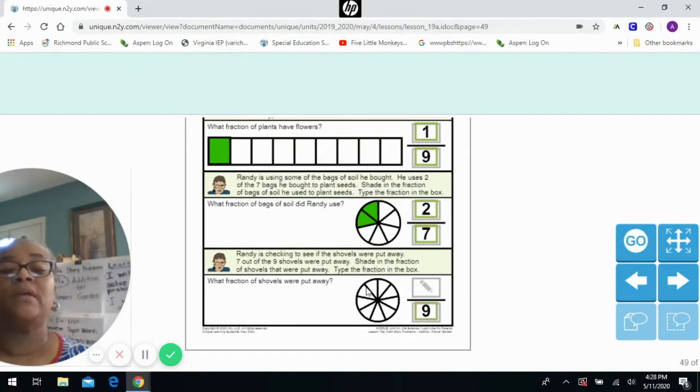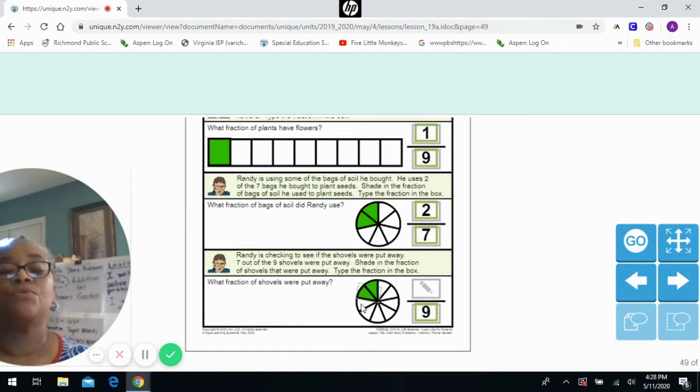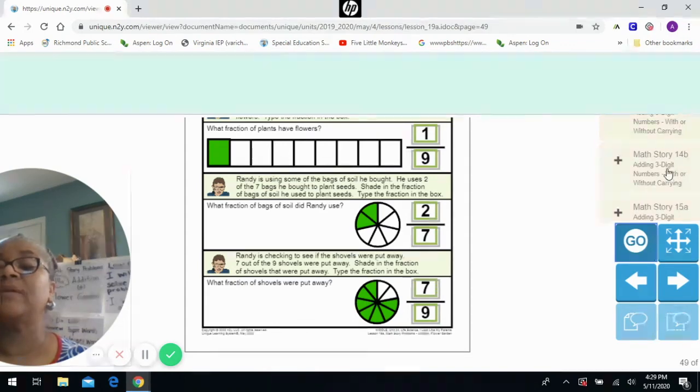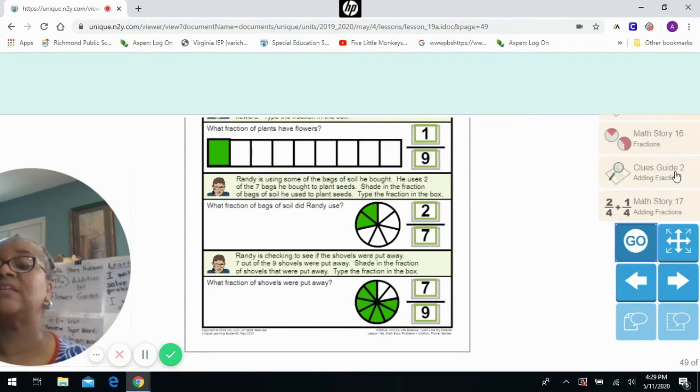Now, how many did he put of those 9 away? He put in 7. So let's count. 1, 2, 3, 4, 5, 6, 7. Let's see what happens if you try to put 8. It wouldn't work. So he did what? 7. Very good. You all are so smart. All right, let's keep going. There's lots to learn in this lesson here.